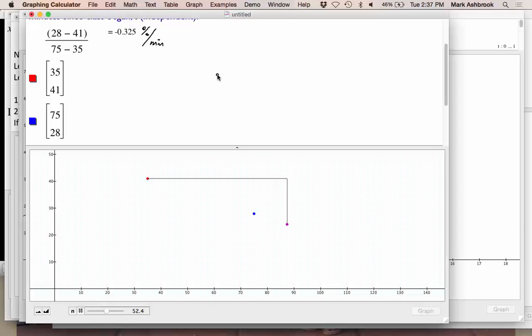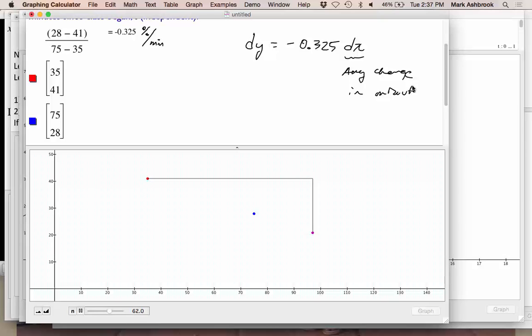So in 1 minute, yes, the percent goes down negative 0.325. Absolutely true. Every minute, the percent goes down negative 0.325. But what he said is a lot stronger. Given any change, not just a minute, any change in the number of minutes, you know what the corresponding change in your battery is. It goes down negative 0.325 times as much as that change in minutes. Again, that's dy equals m dx.